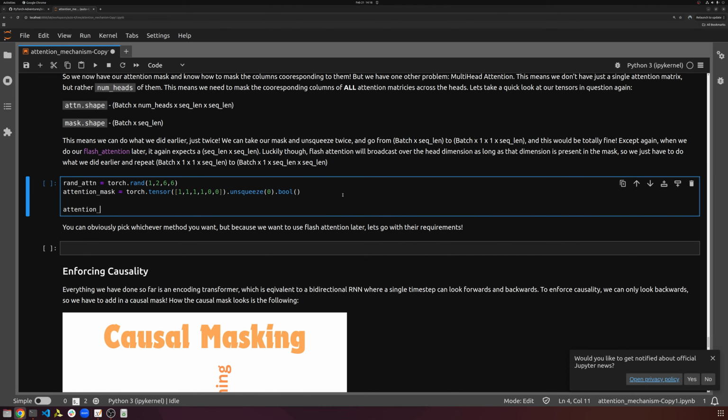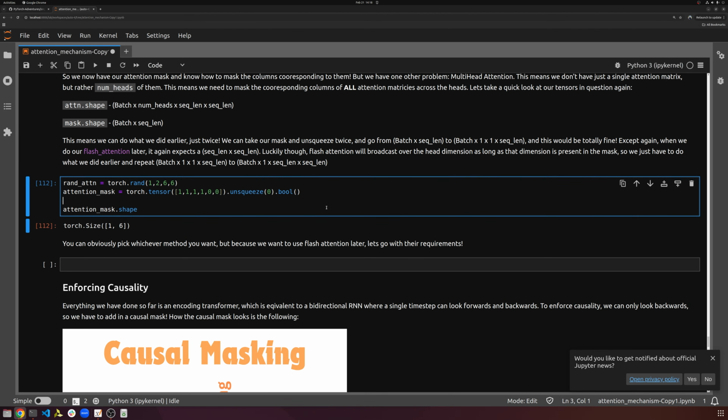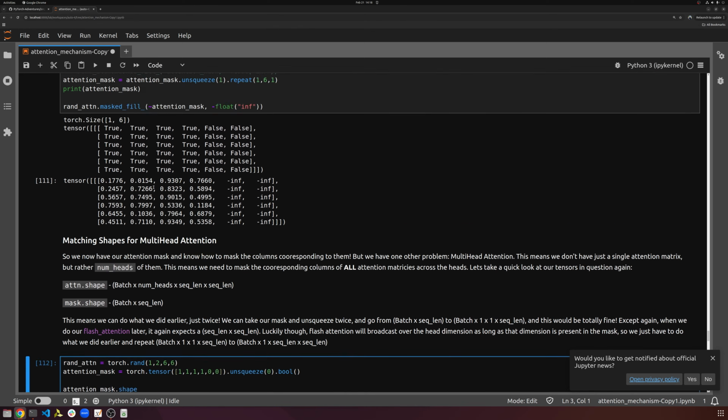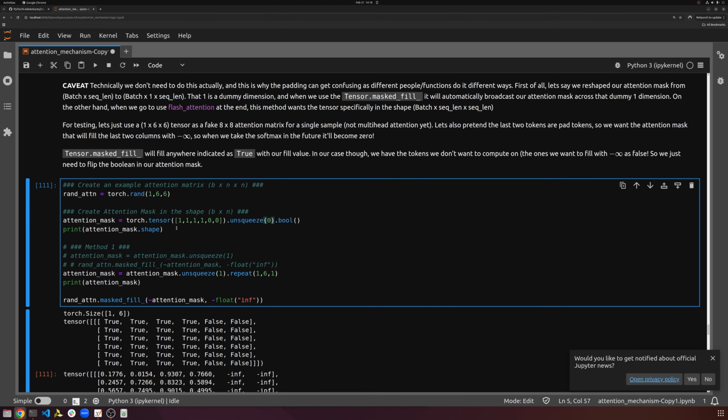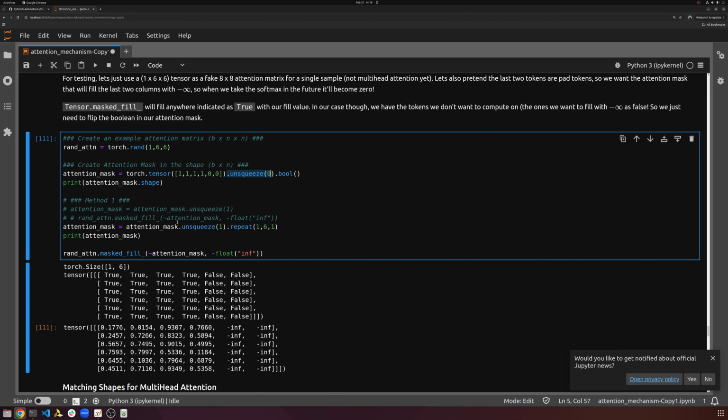So we're going to do attention mask dot shape down here so we can see it. Before, we added an unsqueeze 0 here to add in that extra dimension, just so we can match. This unsqueeze 0 here is to create the batch dimension. So this is batch by n, so ignore this. That'll come later when we actually build it. But this unsqueeze 1 here adds in that dummy dimension, that extra dimension in the middle.